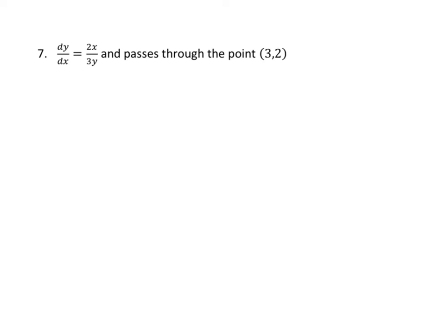So on the next problem, we're given the point (3, 2). So I have dy/dx equals 2x over 3y. So if I move the y's over, and I'll move the 3 with it, I'm going to have 3y dy equals 2x dx. We integrate. The antiderivative of 3y is going to be 3/2 y squared. Antiderivative of 2x is x squared plus c.